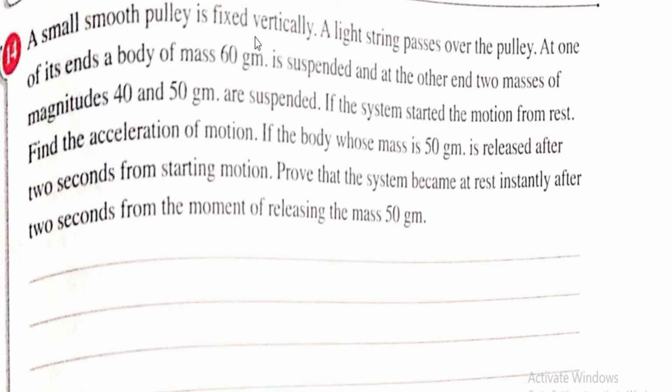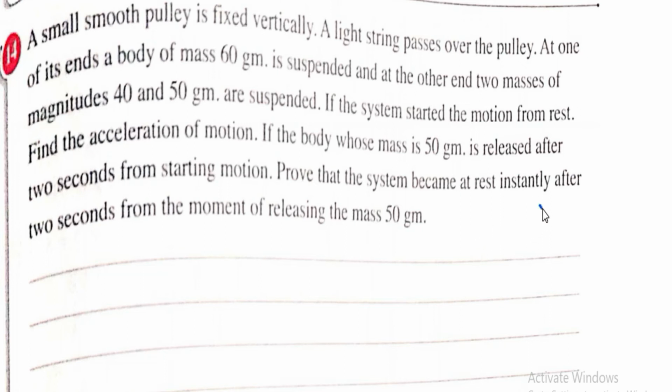A smooth pulley is fixed vertically. A light string passes over the pulley. At one of its ends, a body of mass 60 gram is suspended, and at the other end, two masses of magnitude 40 and 50 gram are suspended. If the system started the motion from rest, find the acceleration of the motion.